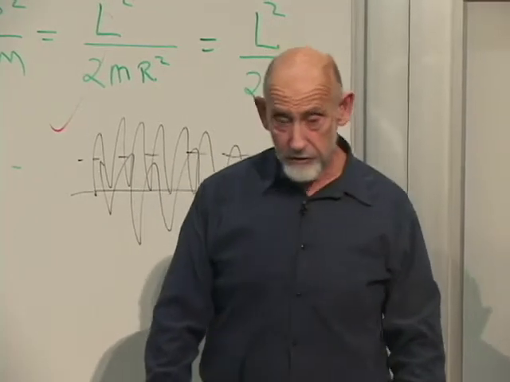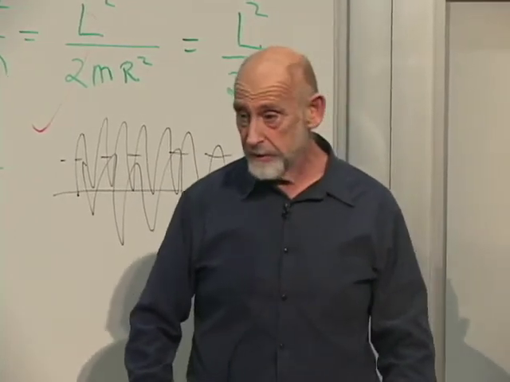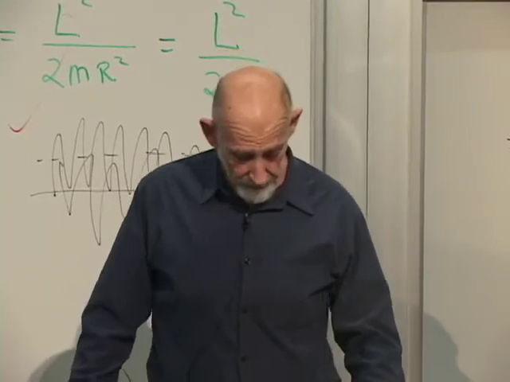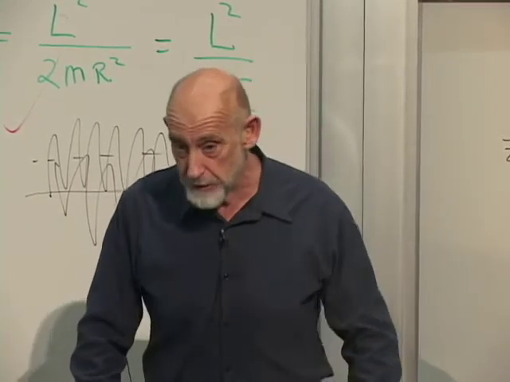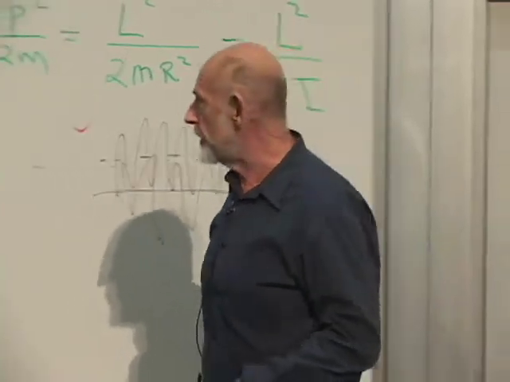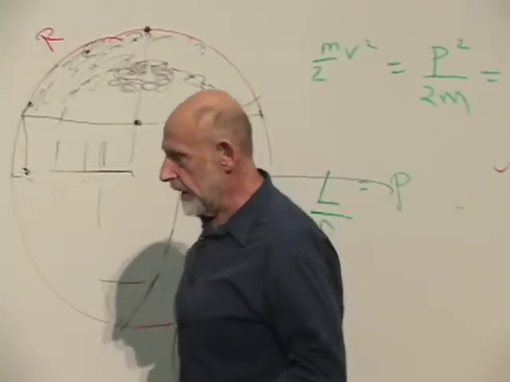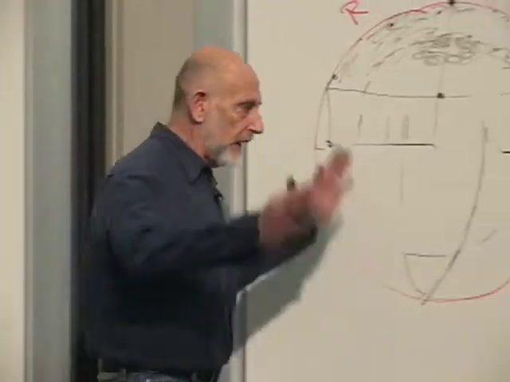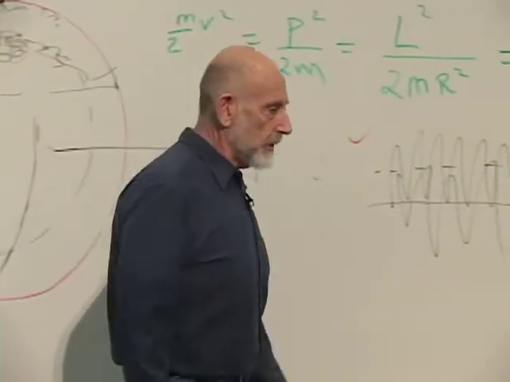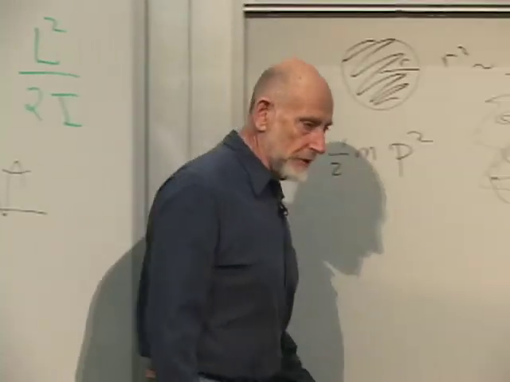So the answer is strings on spheres are not good. Strings on spheres don't make sense. What is the condition for a surface? And a surface, I'm using the term in a general sense. It doesn't have to be two-dimensional. It could be 3, 4, 10, 26 dimensions, whatever the number of dimensions of space.